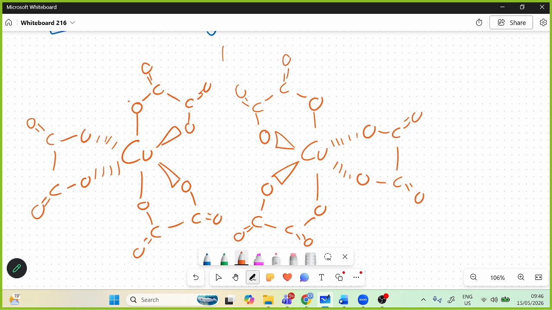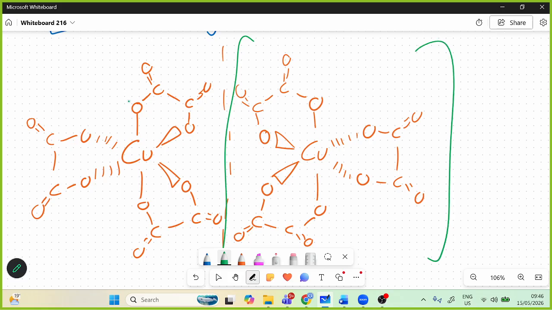okay? And these are exactly the mirror images of each other. Remember, you should actually have the charge, minus. Do it a bit better with a ruler, for example. But that's it. Okay?